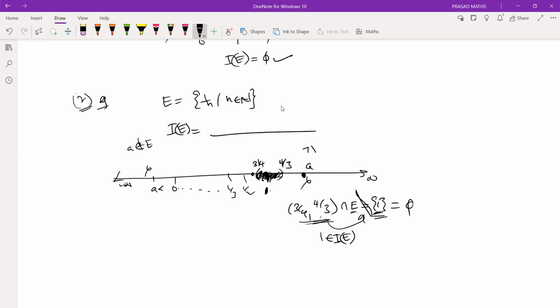Is it an isolated point? No, because this is a point which does not belong to set E. Therefore, it cannot be an isolated point.